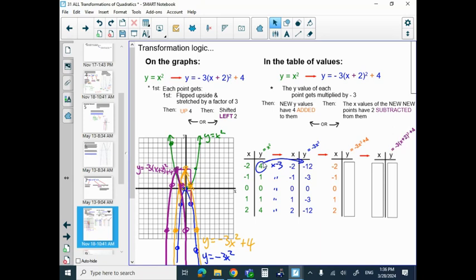And then adding 4 to all of the y's. So adding 4 to all of those. So adding 4 to negative 12 would bring us up to negative 8, which is where we were on the graph. Adding 4 to that is going to bring us to 1, which is where we were on the graph, and so on, and so on.